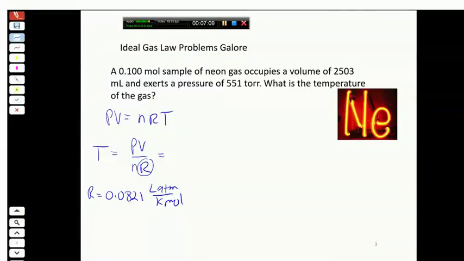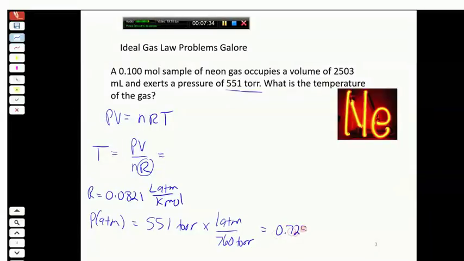So our pressure here is 551 torr. That's not the unit of pressure that R is in terms of, so we have to do that conversion first. A lot of times ideal gas problems will involve some unit conversions as part of them. If we give you the pressure in torr, remember the relationship we learned last time is that 1 atmosphere is 760 torr. So we just divide the two to convert. Our pressure in atmospheres would be 0.725.